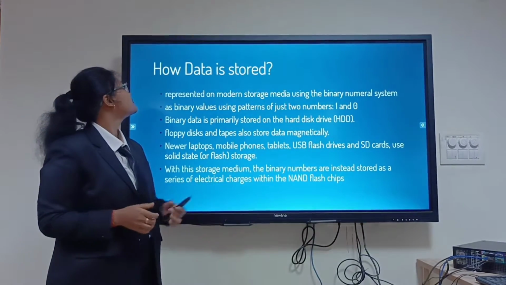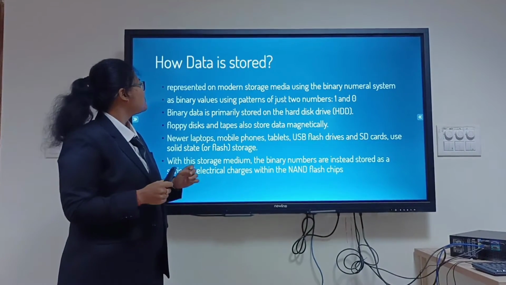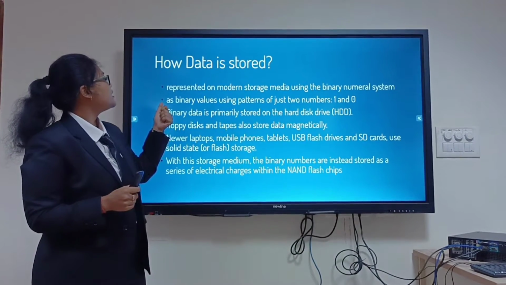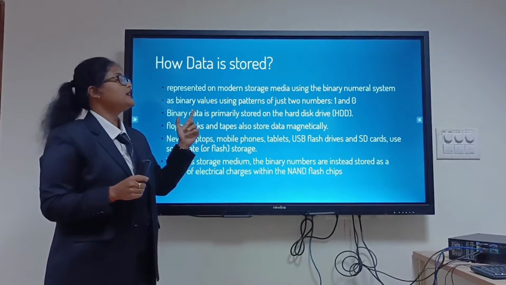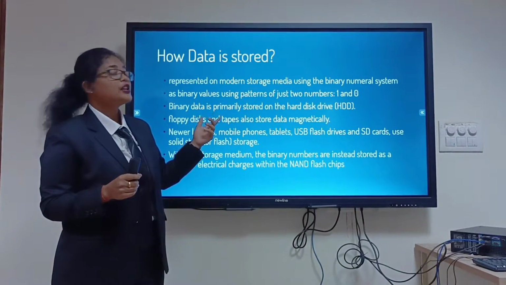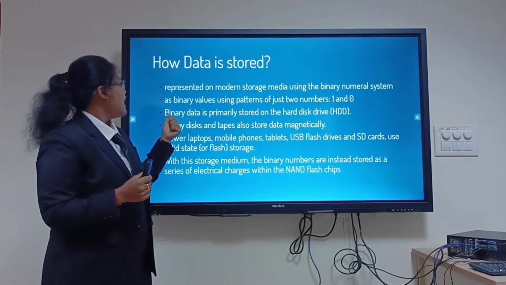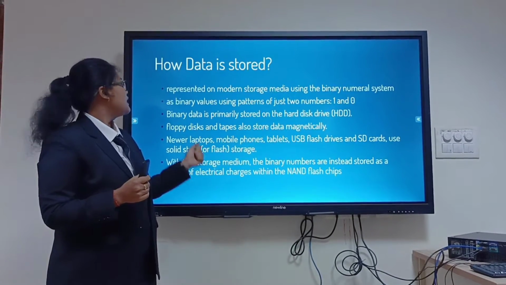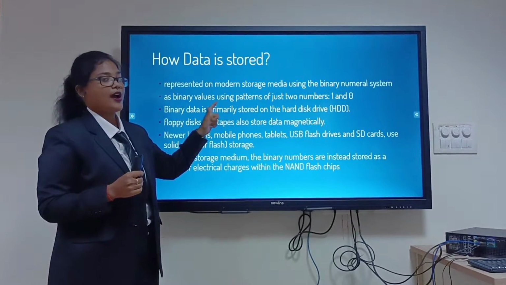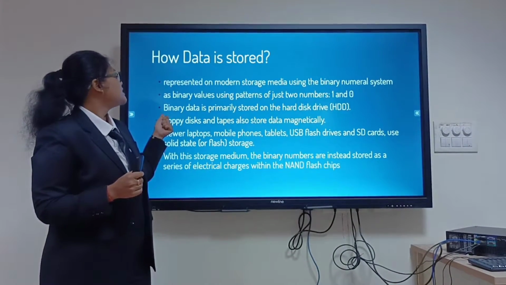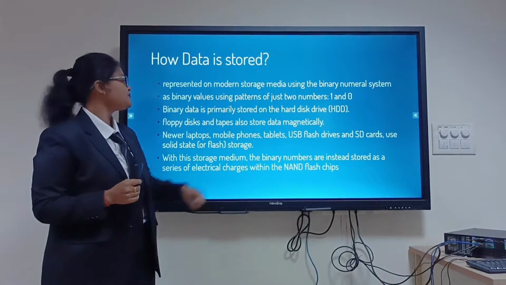Moving ahead, how data is stored. Now data can be stored in many ways. First, I have said data can be represented on modern storage medium using the binary numeral system. I will tell you about the binary numeral system in brief in my next slide. Now, what is the binary numeral system? Binary values usually have two patterns, that is 0 and 1. Then this binary data is stored in hard disk drive, that is HDD.